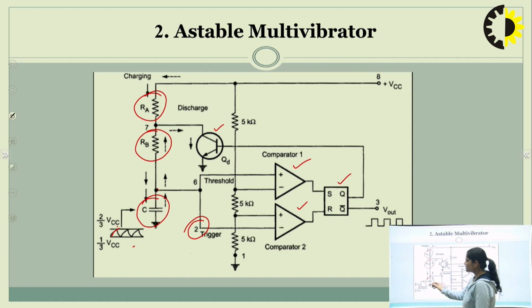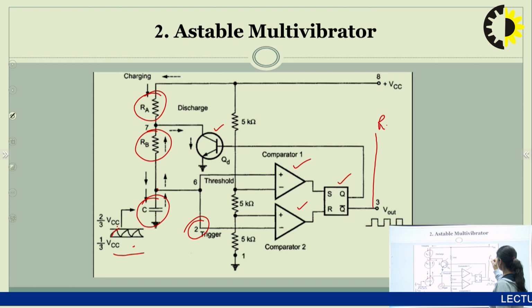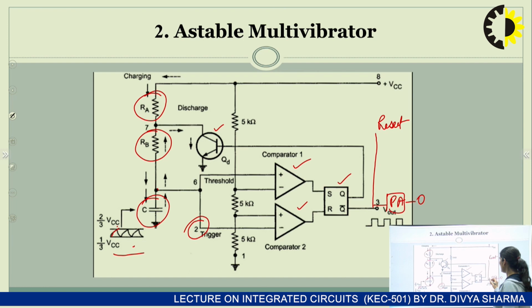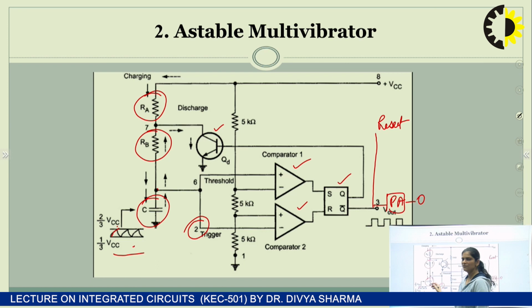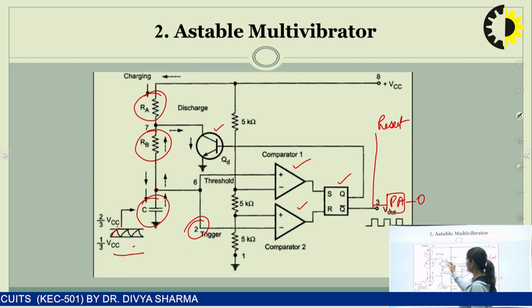Now here again you also have to reset this functional block diagram. Q bar is connected to the reset pin. If reset is one, you have a power amplifier, and your power amplifier will give you the output 0. And this pin 3 is connected to this transistor. If Q is one, then this transistor is high, it is on. On means it is connected to the capacitor.